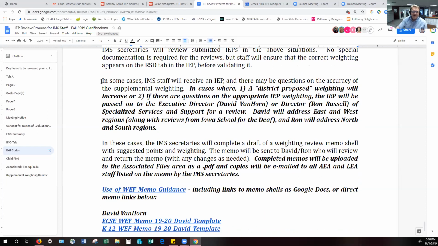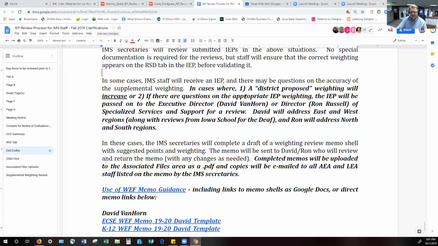But this next part, the when to send it on, we want to clarify and change that process a little bit from where we were before. It's a new process, and we want to do it in the way that's going to be the most efficient and fluid for everybody. In some cases, you may be looking at a weighting and have a question on the accuracy. So there are two big categories where we're advising you to send that IEP on to be reviewed by either David or I.